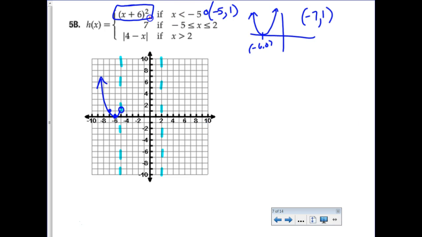All right, this next piece, it's like a little vacation. It's just a nice constant function at 7 between x equals negative 5 and x equals 2. So up here at 7, you got a constant piece. And I notice it's got an equal to bar for both endpoints, so you have closed circles on both endpoints.